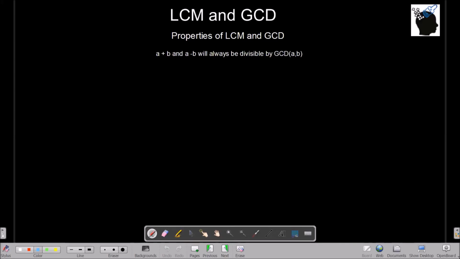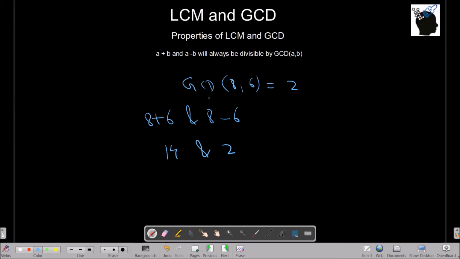Now A plus B and A minus B will always be divisible by the GCD of A and B. Let's take an example. Let's take the two numbers as 8 and 6. We know the GCD of 8 and 6 is 2. And what we are saying is 8 plus 6 and 8 minus 6, which is nothing but 14 and 2, will always be divisible by the GCD of 8 and 6, which is 2. So if I divide 14 by 2, I'll get an integer, which is 7. And if I divide 2 by 2, again I'll get an integer, which is 1. So A plus B and A minus B will always be divisible by the GCD of A and B.